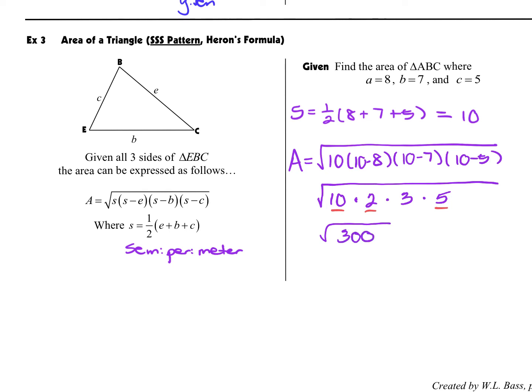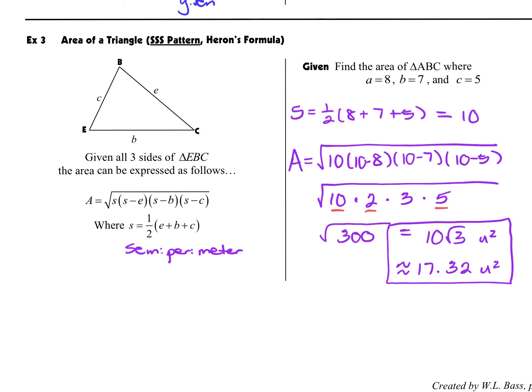So this one we can actually write a nice exact answer and recognize that it's going to be 10 square root of 3 units squared. Or if the question asked for a decimal, we could approximate it and get 17.32 units squared. Kind of depends on whatever the directions might ask for on this problem, but that side-side-side pattern is a pretty quick and easy formula to use.